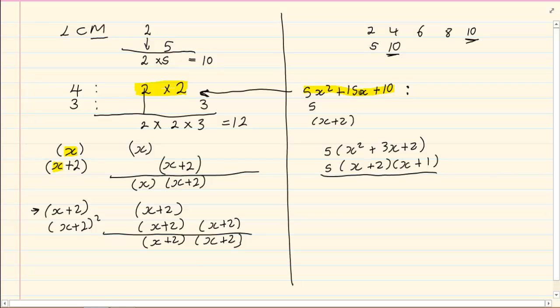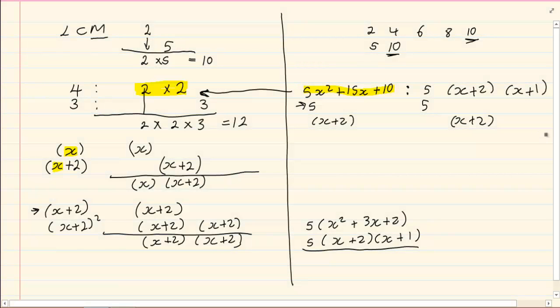For 5x squared plus 15x plus 10, I'm going to have 5, I'm going to have x plus 2 and x plus 1. For the second number, 5, I'm simply going to have 5. But notice I am putting it in line with the first row of 5. Then I have x plus 2. X plus 2 is going to go in line with the x plus 2 I had in the previous terms.